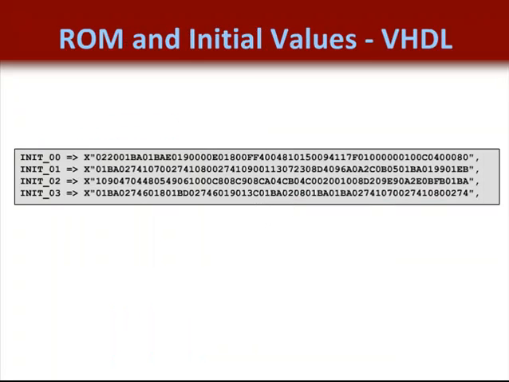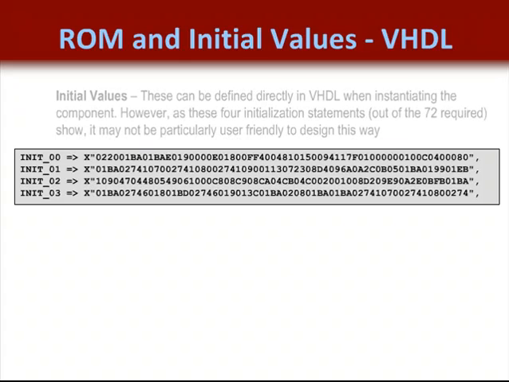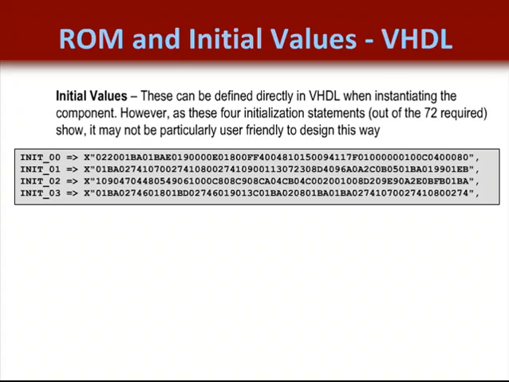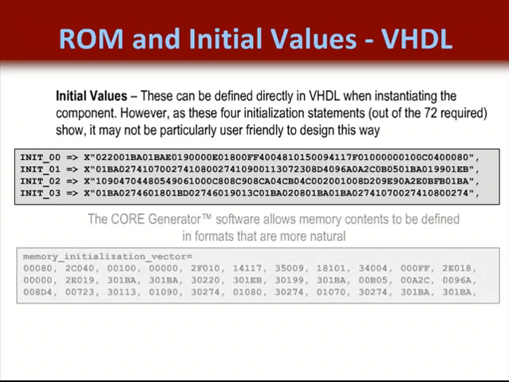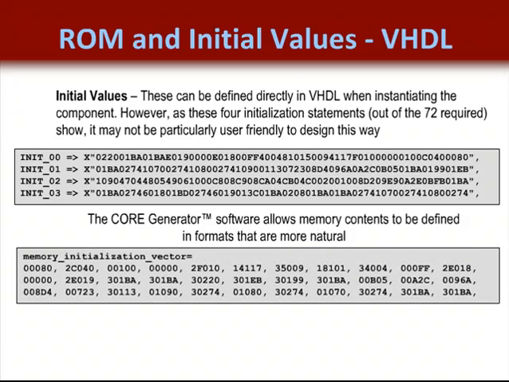In this example, we have defined the initial values directly into our HDL code. Well, to be fair, this example only shows 4 lines out of the 72 lines that are necessary to initialize a single block RAM. As you can imagine, this is not very popular. In this next example, we have used the core generator to initialize a single block RAM. As you can see, it is not smaller, but it is a little more readable.